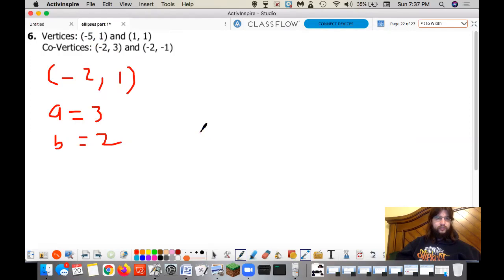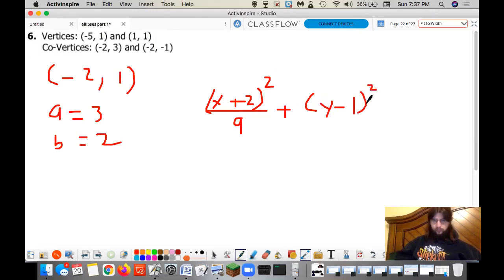Now which one's which? Well, my vertices, the x values change, so it's horizontal. This time we have x plus 2, y minus 1. And there we go. Easy as that.